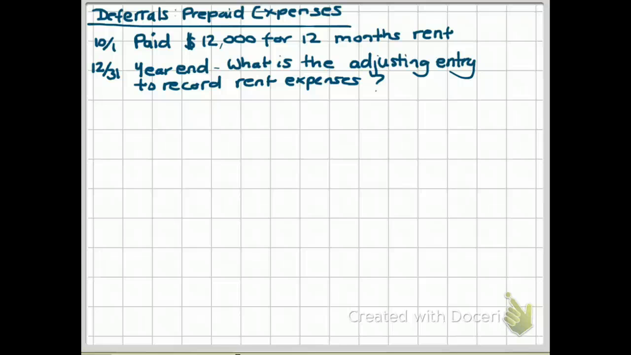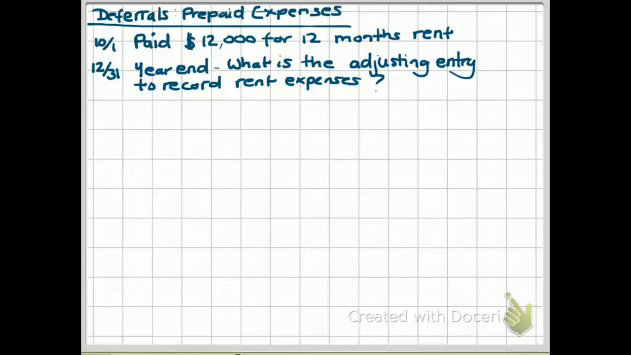Let's first look at the transaction that took place on October 1st. We paid $12,000 for 12 months' rent. You know that the two accounts affected by this transaction are cash, because we always pay with cash, and then the other one is rent. Now the question is, is this a rent expense? We paid $12,000 up front for 12 months of rent, and this payment, since it's paid up front, is not a rent expense.